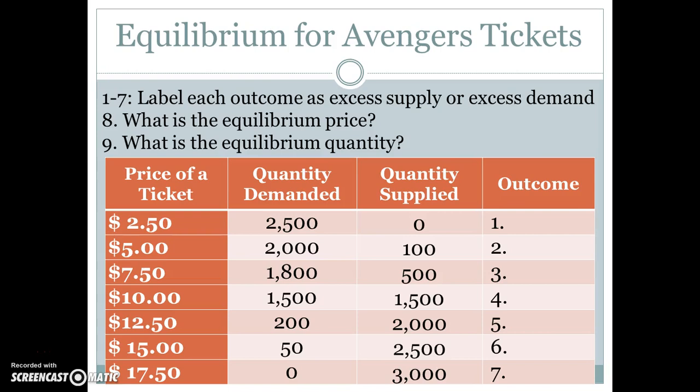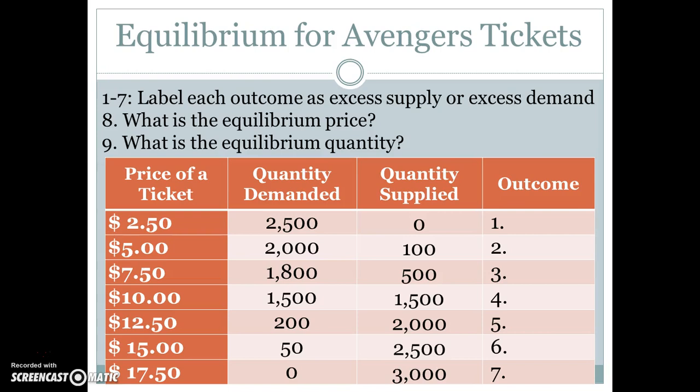But finally, at $10 per ticket, we can see that 1,500 consumers want to buy movie tickets at that price, and 1,500 tickets are willing to be sold by movie theaters at $10 a ticket. So 4 is an equilibrium point. So the equilibrium price would be $10, and the equilibrium quantity would be 1,500 tickets.